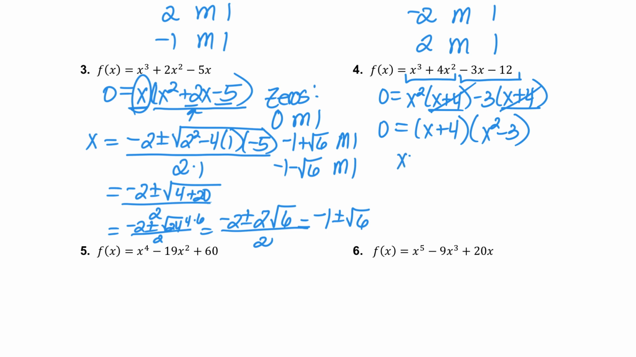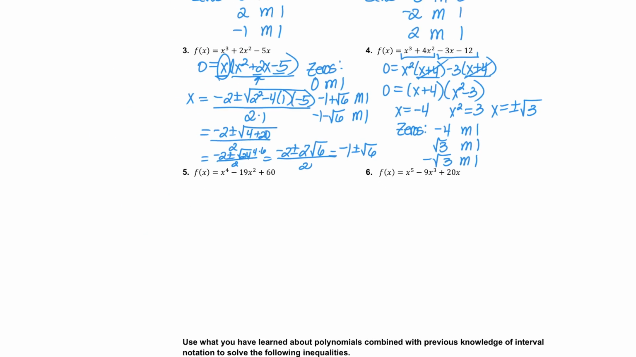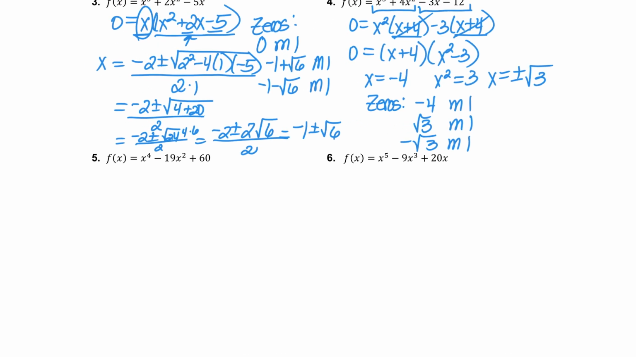So I have x equals negative 4 for this one. This one I get x squared equals 3. And when you take the square root of both sides, you're going to get x equals plus or minus the square root of 3. Okay, so I have each of those with multiplicity 1. So my zeros are negative 4, multiplicity of 1, plus square root of 3, multiplicity of 1, and negative square root of 3, multiplicity of 1. Okay, let's do 2 more of these and then I'm going to do one more thing for honors.